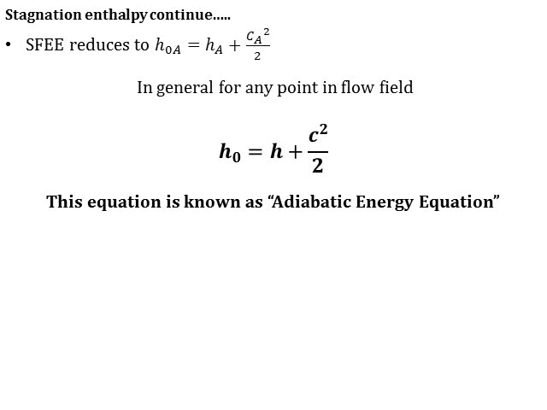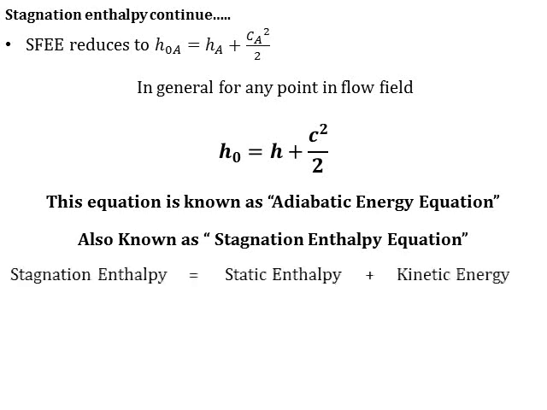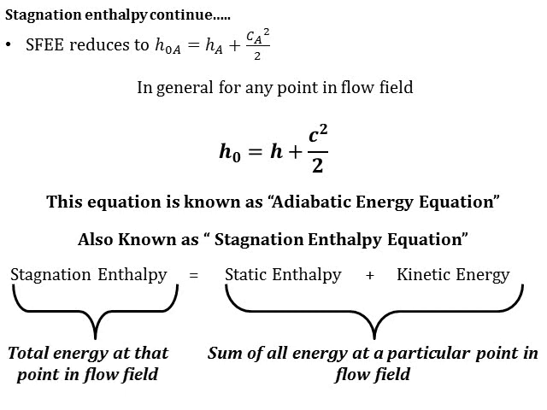This equation is a very important equation and is known as adiabatic energy equation. It also goes by the name stagnation enthalpy equation. So we see that on the right hand side we have the sum of all energies at a particular point in the flow field, and this is equal to the stagnation enthalpy. Hence, we can say that stagnation enthalpy represents the total energy at a point in the flow field.